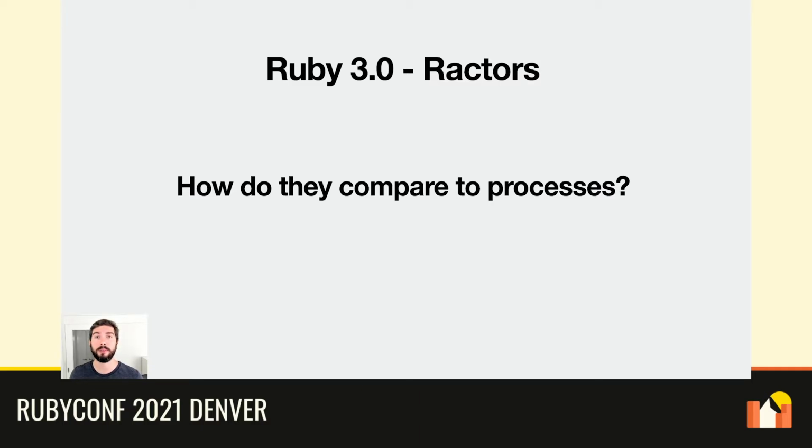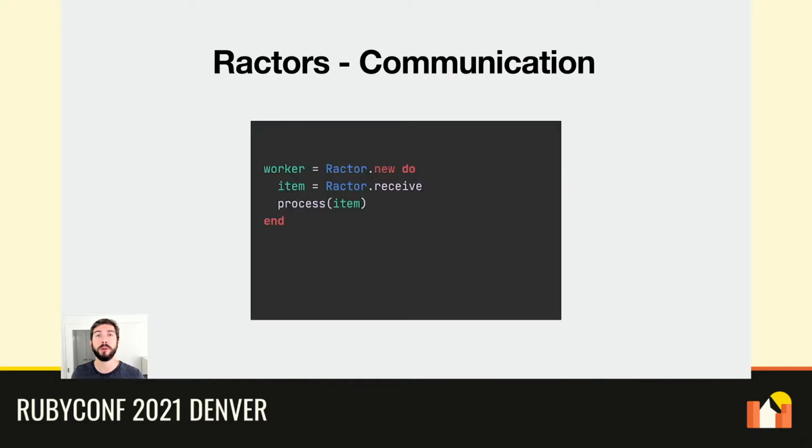But now in Ruby 3 we have Ractors. Can they perform any differently than processes? We're going to begin by taking a look at how they work. We can create a new Ractor with the method new, just like any other Ruby object, and the block that we pass to new is the code that's going to be run in parallel.